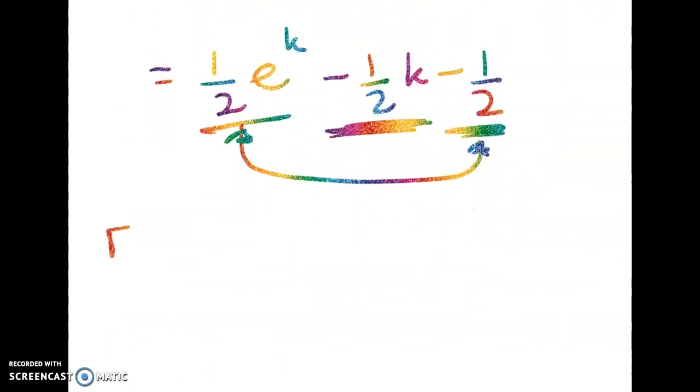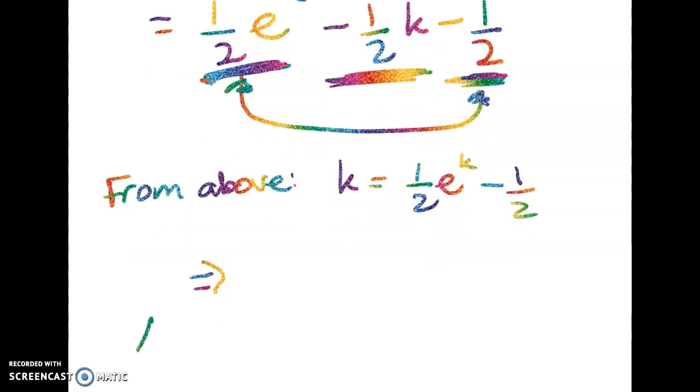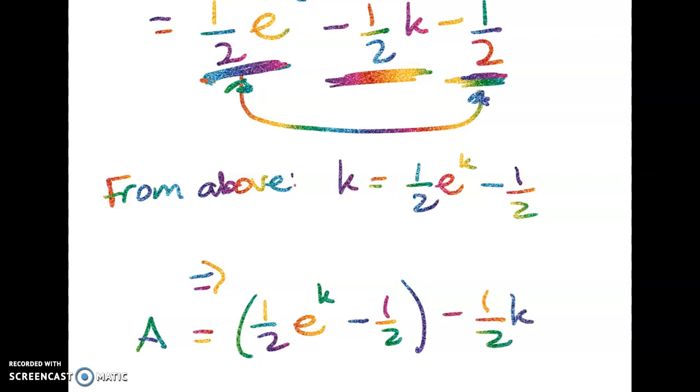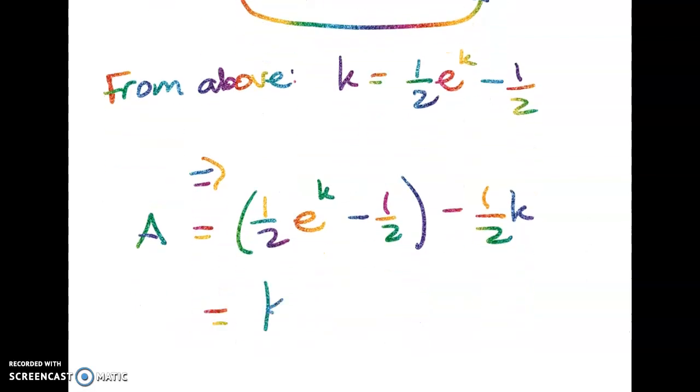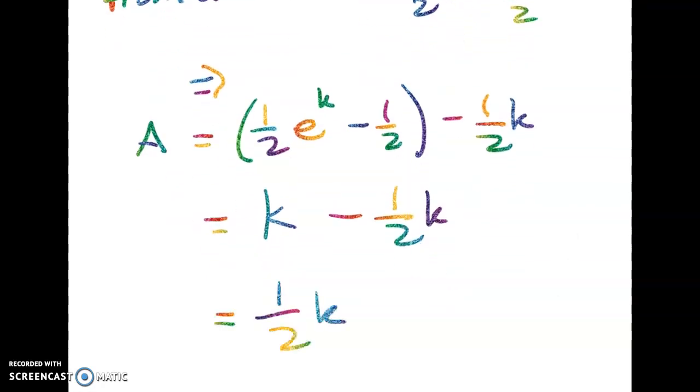All right, so from above, what have we got? Well, we've got that k is equal to 1/2 e to the k minus 1/2. But that's sitting right here. So that means that the area is equal to, let's reorder it, 1/2 e to the k minus a half minus a half k. Now we're done, because this is equal to k minus a half k, which gives me 1/2 k as required. So there you go.